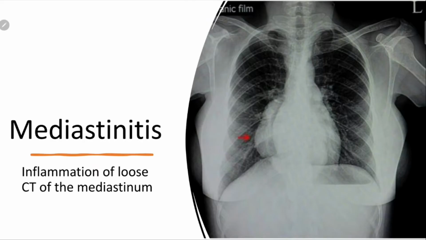Then next is mediastinitis. Mediastinitis is nothing but the inflammation of the loose connective tissue of the mediastinum. The fascial spaces of the neck, like the pretracheal and retropharyngeal spaces, extend below into the mediastinum within the thoracic cavity. Therefore, deep infection of the neck may spread easily into the thoracic cavity, causing this mediastinitis. Here, this is the inflamed part.